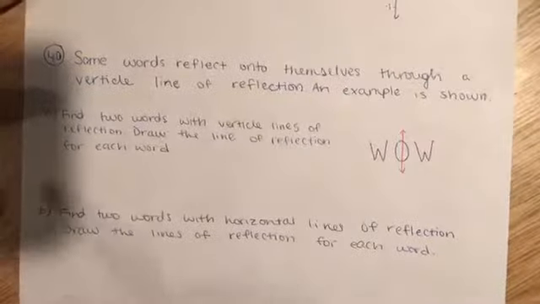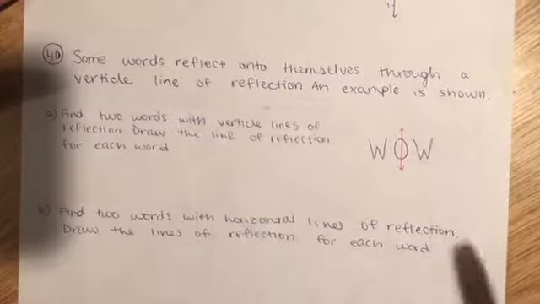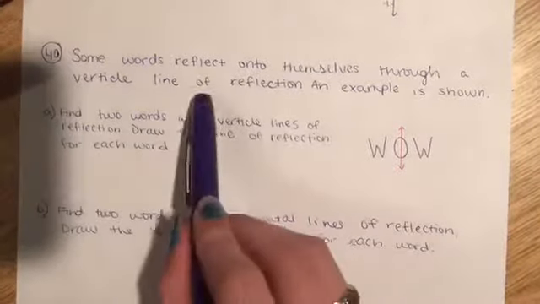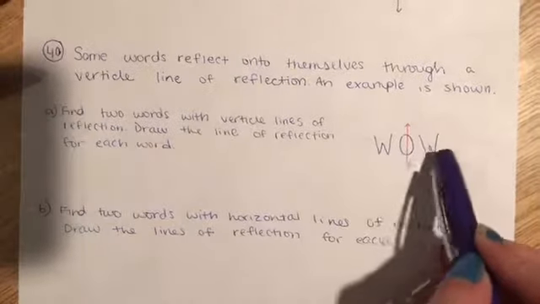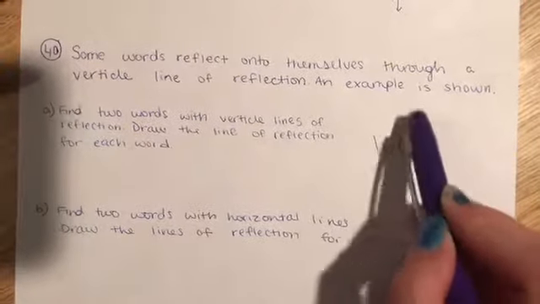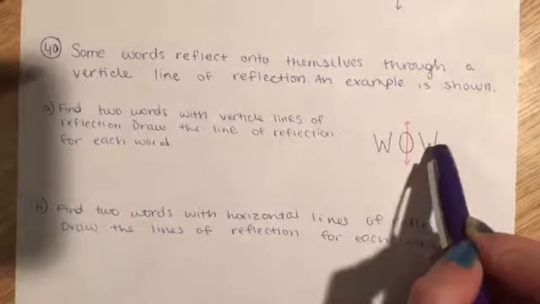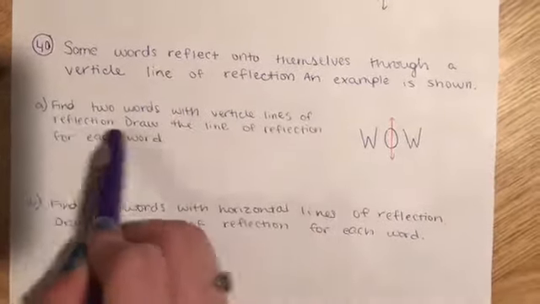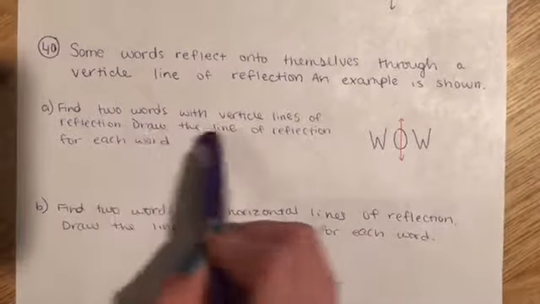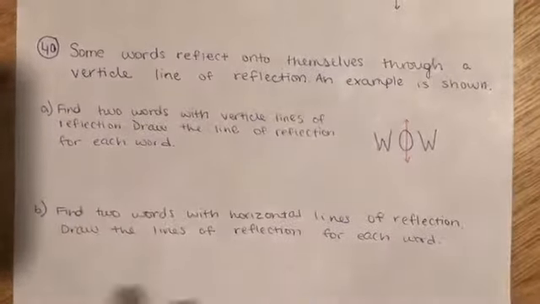And there you go. This question says, some words reflect onto themselves through a vertical line of reflection. An example is shown. Wow. This means that it could be reflected over this red line and it would still be the same word. Find 2 words with vertical lines of reflection. Draw the line of reflection for each word.